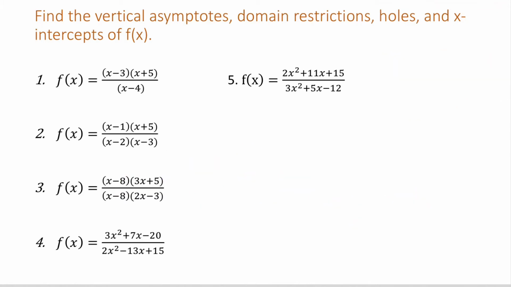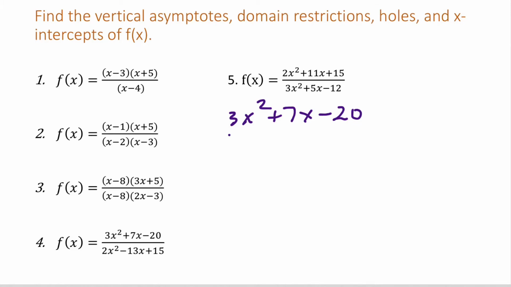Looking at problem number 4, you can see that we're going to have to factor before we can clearly see the answers to the questions we're asking ourselves. So let's go ahead and factor. And it's worth reviewing the factoring, since some of us are still a little hesitant about factoring with a leading coefficient that's non-1. So let's factor 3x squared plus 7x minus 20.